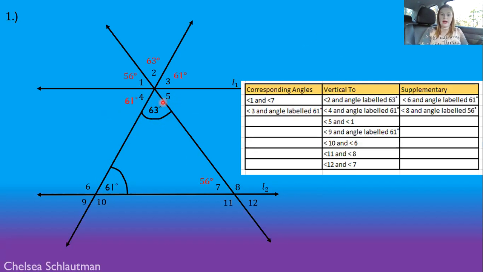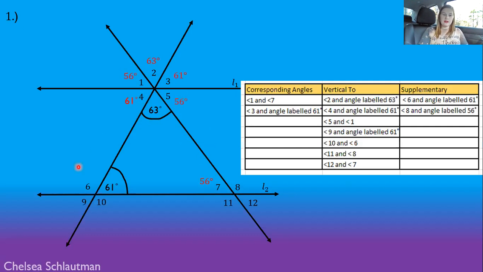Next, we're going to look at angle 5 here. And it is also vertical to another angle. It's vertical to a number on the same ray here. Could you guess which one it is? That's right. It's vertical to angle 1. So those are going to be the same as well. So it's also 56 degrees.